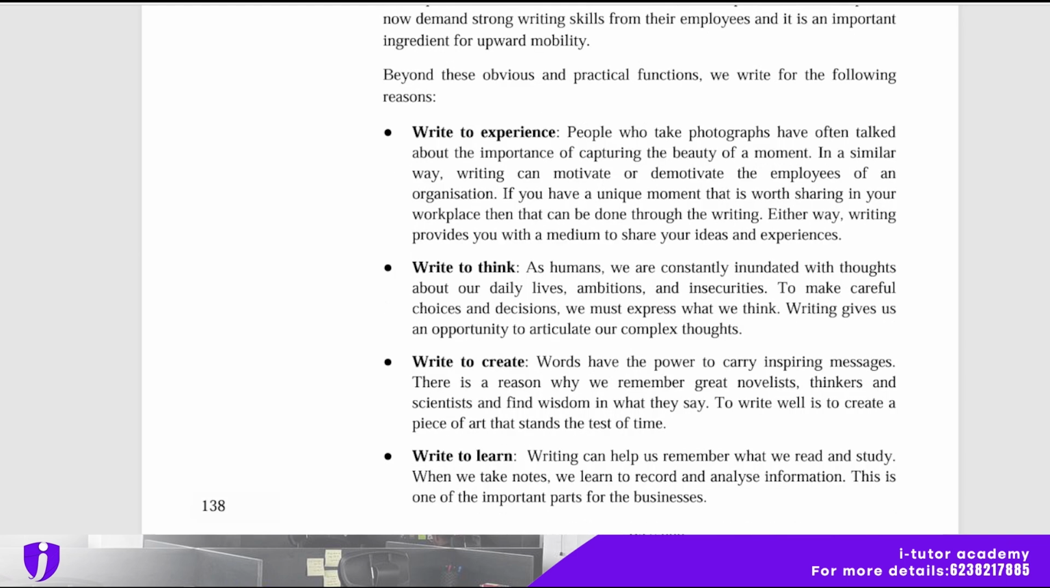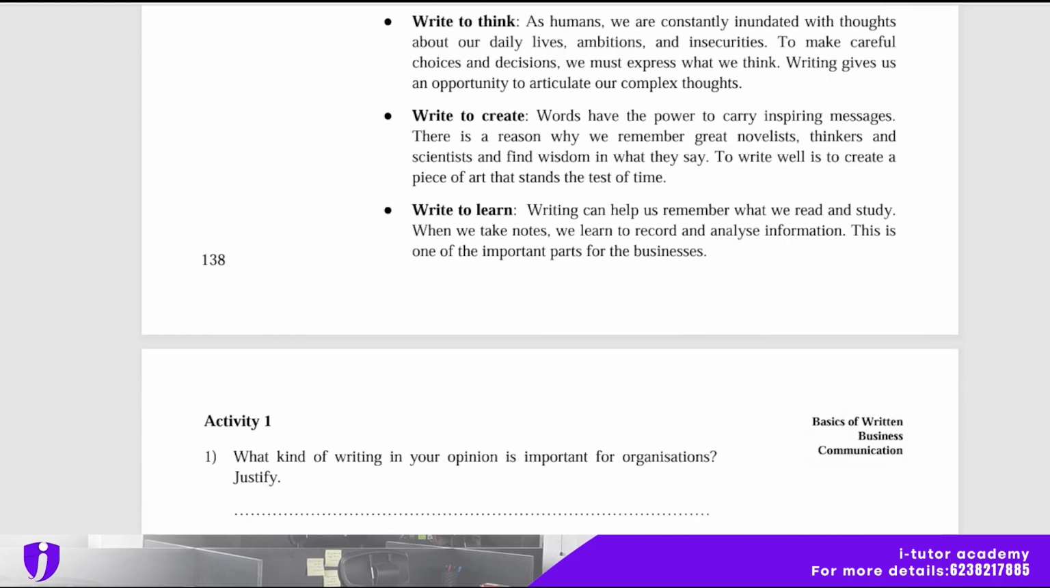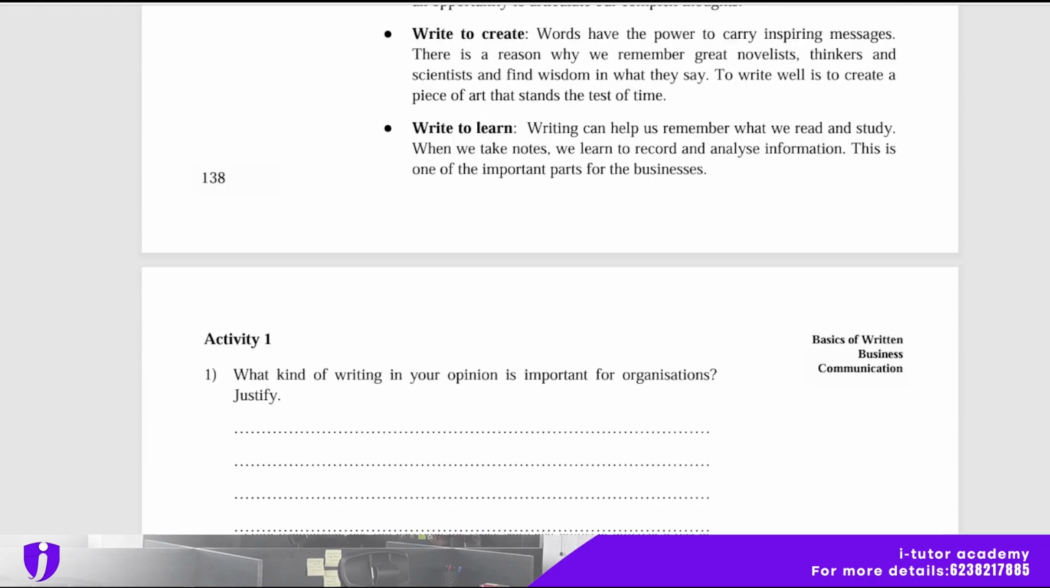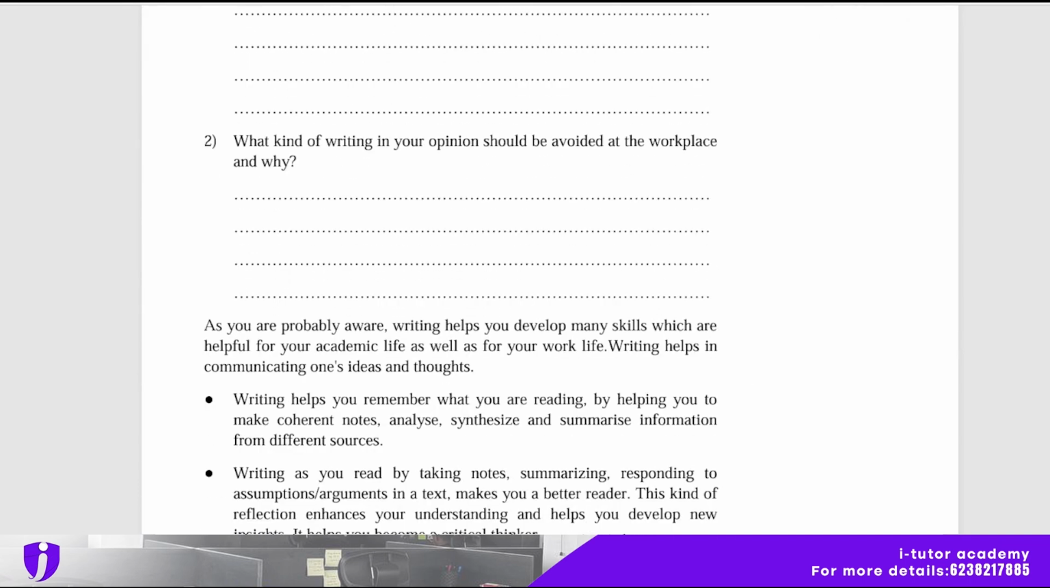Write to experience. People who take photographs have often talked about the importance of capturing the beauty of a moment. In a similar way, writing can motivate or demotivate the employees of an organization. Write to think. As humans, we are constantly inundated with thoughts about our daily lives, ambitions and insecurities. Write to create. Words have the power to carry inspiring messages. Write to learn. Writing can help us remember what we read and study. So, activity 1 under this subsection, you just try to do it.